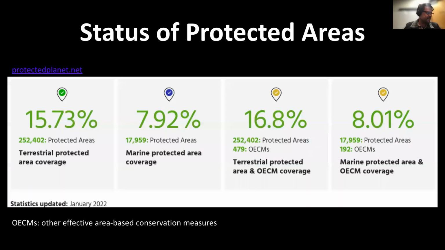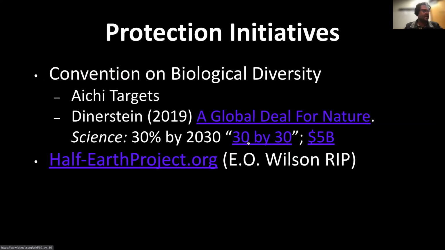So this is a map of protected areas, and this is an extra slide I added, looking at protectedplanet.net. Here's where we're at with the status of protected areas: about 16% terrestrially, 8% marine. And if you count these other effective area-based conservation measures, which is a looser definition of protected area, then it's a little bit more. But we're a long way away from some of these other targets out there. Like this 2019 Science paper, A Global Deal for Nature, where they proposed 30 by 30, or 30% by 2030. And there's been like $5 billion committed to getting there, including $1 billion from Bezos that just fell out of his pocket.